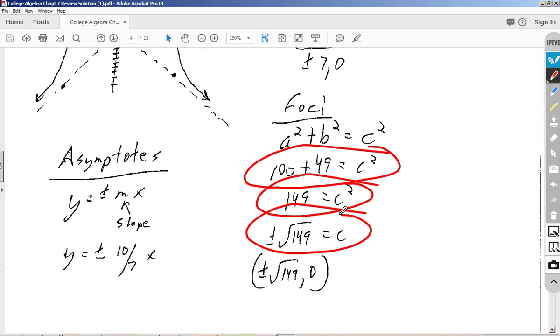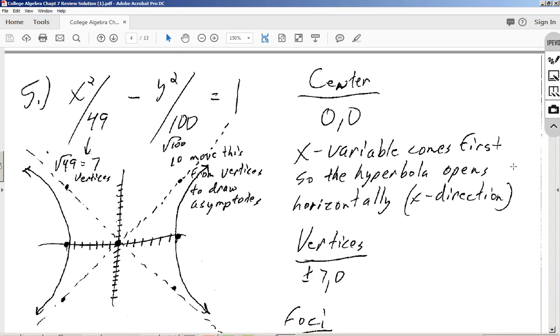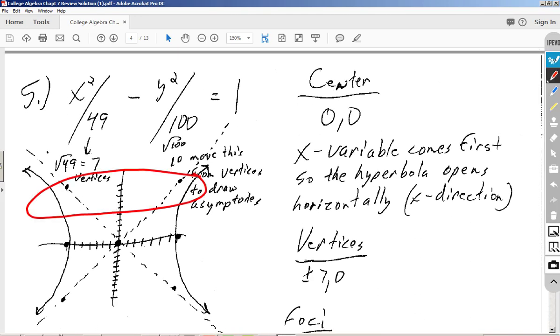Now as you list it as an ordered pair, it's going to be sitting on that transverse axis. So it's going to be sitting on that x-axis. So that's plus or minus the square root of 149 and 0 as an ordered pair. Now to write the equation of your asymptotes, you have y equals plus or minus the slope times x. Remember the slope is how far you rise compared to how far you run. If I look right here, there are two ways to see that. You can go ahead and count it out. You can see that I went up 10 and then over 7.